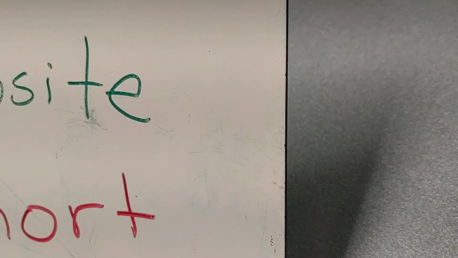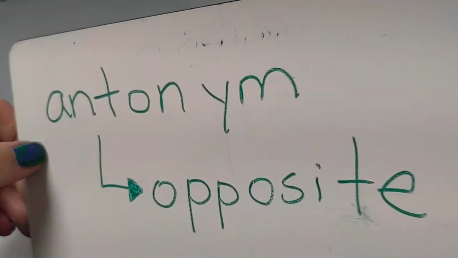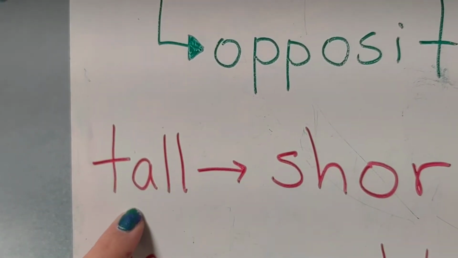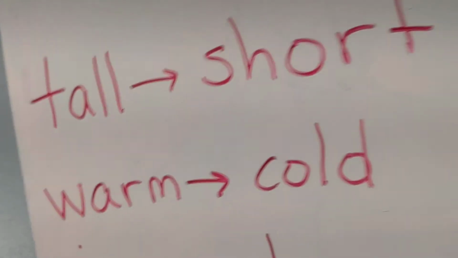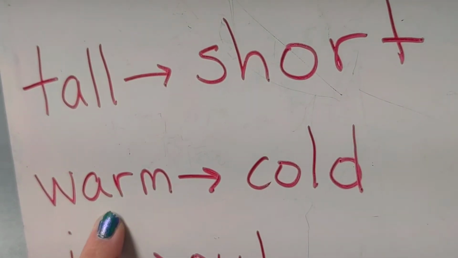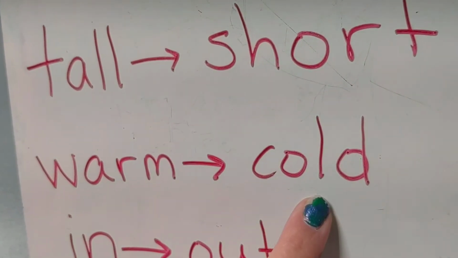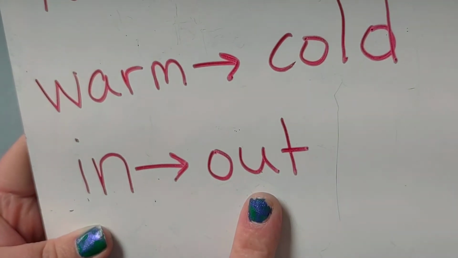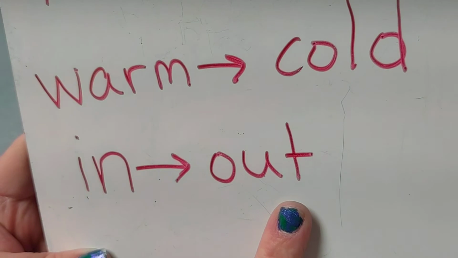So today I'm going to be talking about antonyms. Antonyms sounds a lot like the word synonyms, right? Well, antonym means the opposite. So the opposite of tall would be short. The antonym for warm, or the opposite of warm, would be cold. The antonym of in is out. So the opposite of in is out.